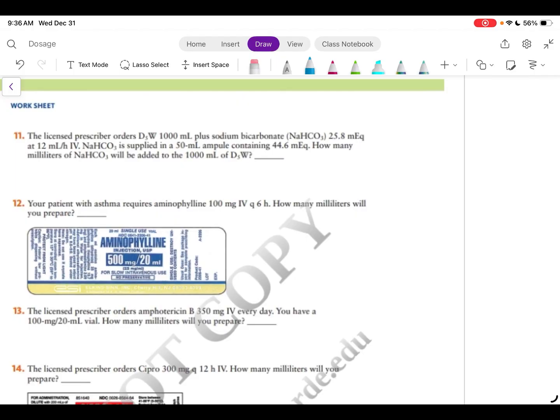I'm going to skip number 11 because I will not ask you that. Even I'm like, what the heck when I'm looking at it. All right, 12.